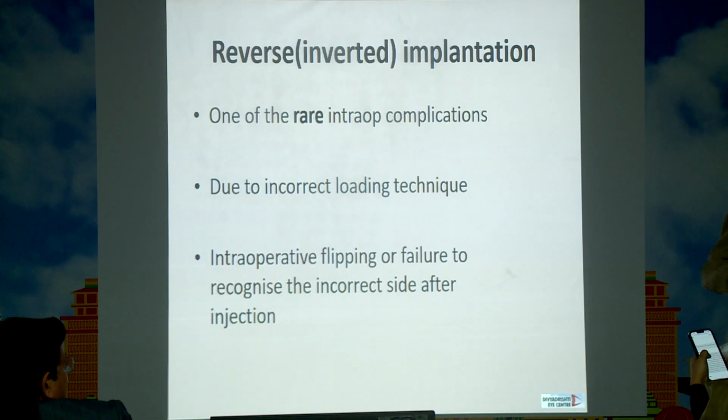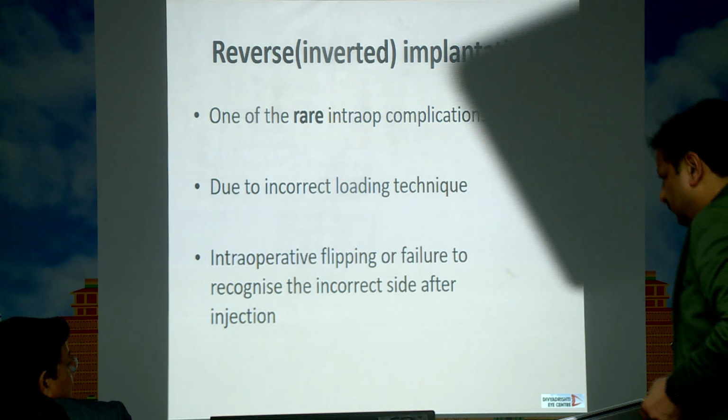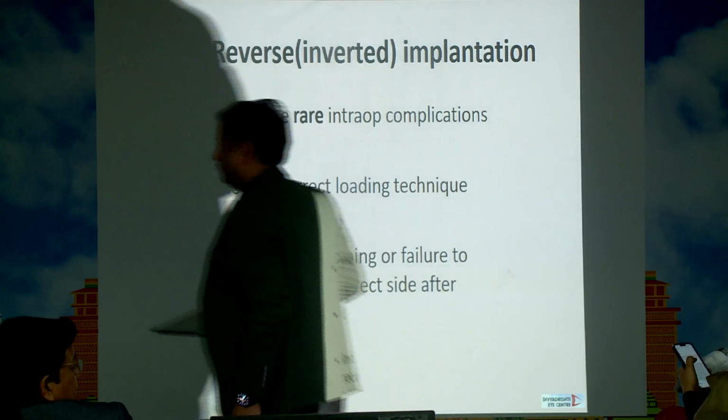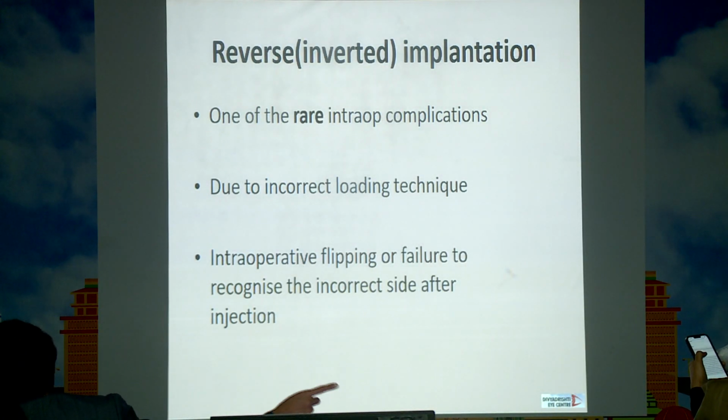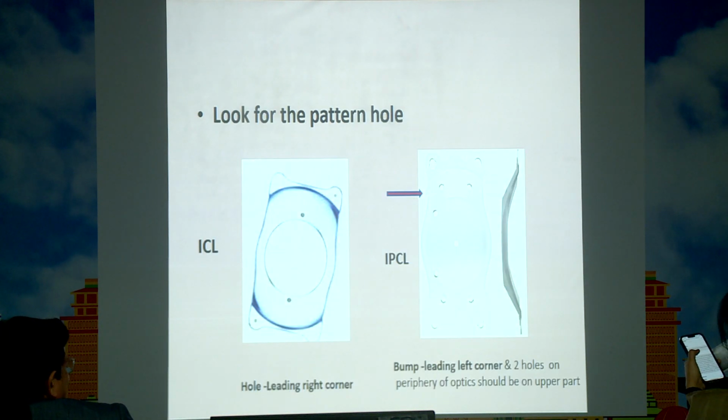So what is reverse implantation? Actually, this is one of the rare intraoperative complications of phakic IOL implantation, most of the time due to incorrect loading technique, or due to intraoperative flipping or failure to recognize the incorrect side opening into the anterior chamber. So everyone has to follow certain rules and has to be very careful while loading the lenses.